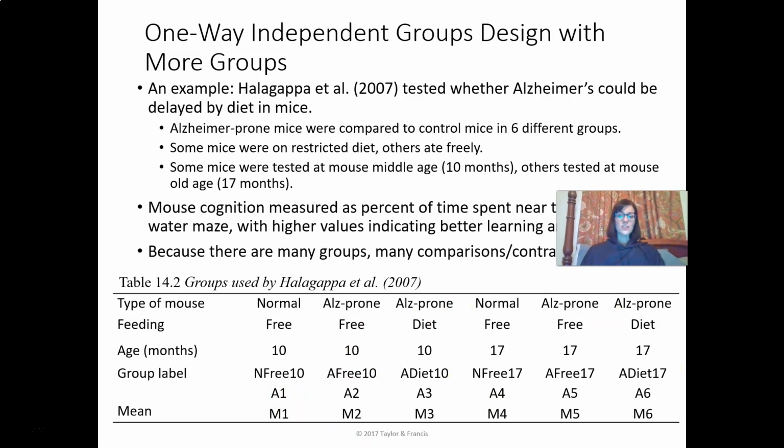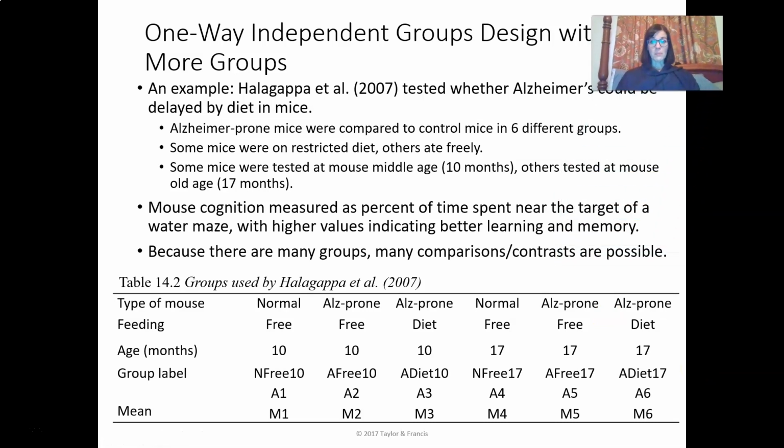So here's something interesting. Cognition in mice was measured as the time near a target in a water maze. If you've had me for biopsych, you know what that water maze is. A mouse is put in water and they have to swim around a platform that usually has a visual target near it. Now there are a lot of groups here, and because there are a lot of groups, a lot of different comparisons are possible.